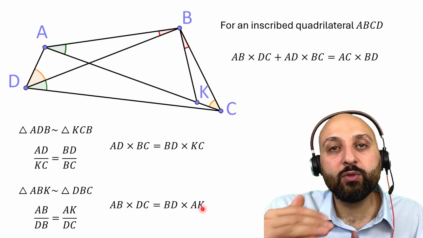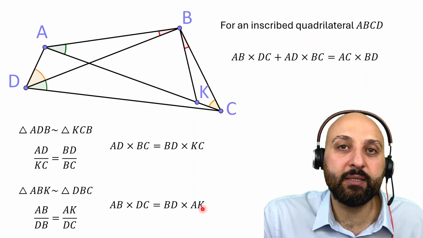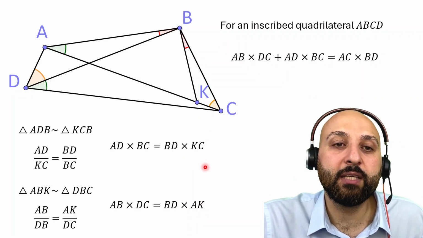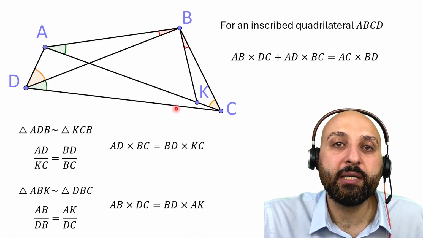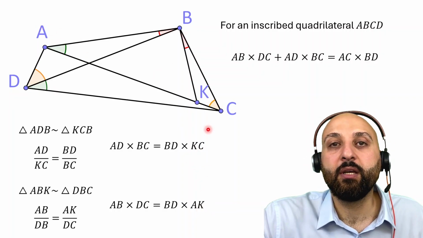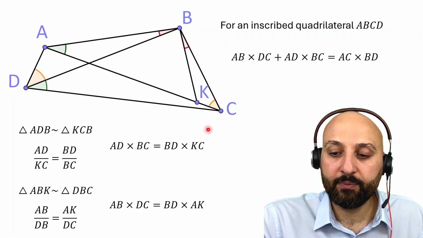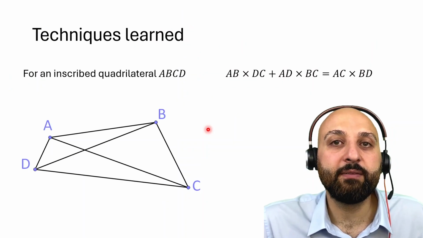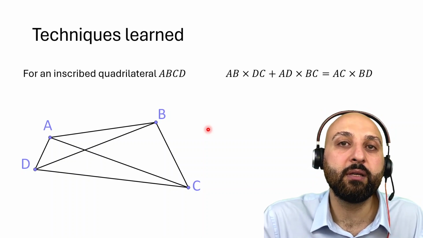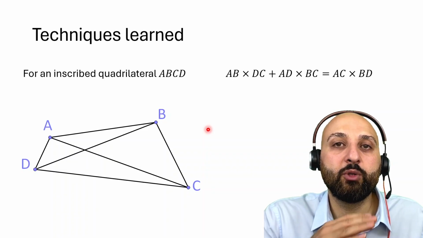Now, if we add these two equations together, the left side is basically AB multiplied by DC plus BC multiplied by AD, and the right side would be BD multiplied by KC plus AK, which is AC. So BD multiplied by AC. So we have proven the theorem that we have for an inscribed quadrilateral. The technique that we have learned is basically this theorem. Whenever you see an inscribed quadrilateral, you know that if you multiply the opposite sides and add them together, that is equal to the multiplication of the two diagonals.